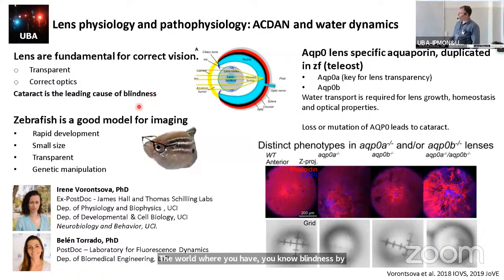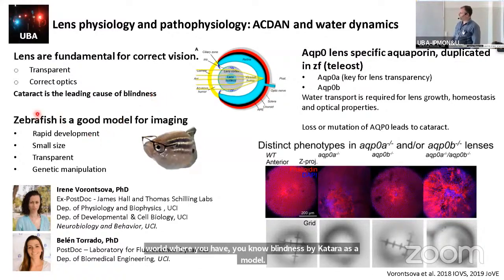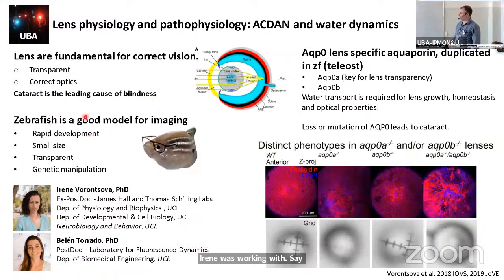As a model, Irene was working with zebrafish because, well, for those of you who know this little animal, it is very nice because it has a rapid development. It has a small size, which is completely compatible with the imaging tools. It's transparent, and this is very important. And it's very friendly for genetic manipulations. So Irene is an expert in this.